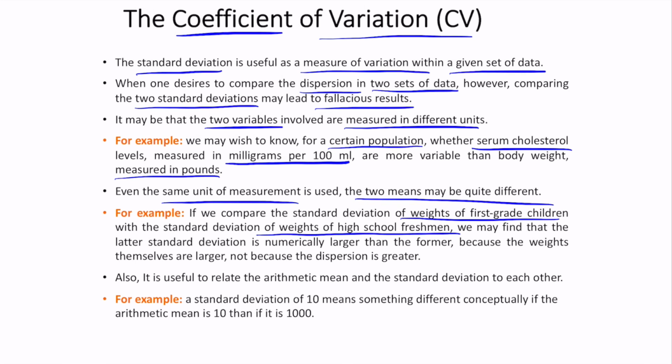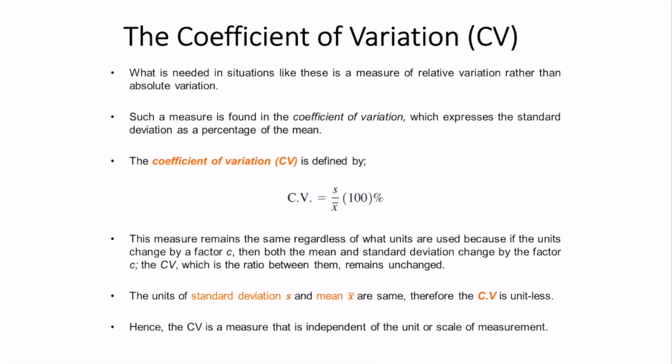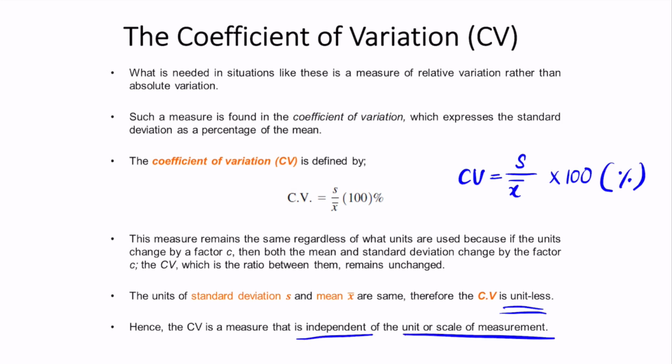To handle that, we use the coefficient of variation. What is the coefficient of variation? It is defined as the ratio of the standard deviation to the mean. It is measured as a percentage, so we multiply by 100. This measurement makes the variation relative, a single unitless quantity. Because it becomes independent of the scale of measurement, it makes it easier to compare with anything else.